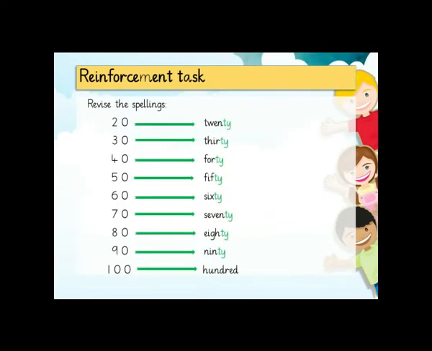Now look at the given numbers from 20 till 100. You have to revise the spellings for these numbers. If you look at this carefully, from 20 till 90, each of the words ends in ty, and in the same way the rest of the spellings for each word are also the same.